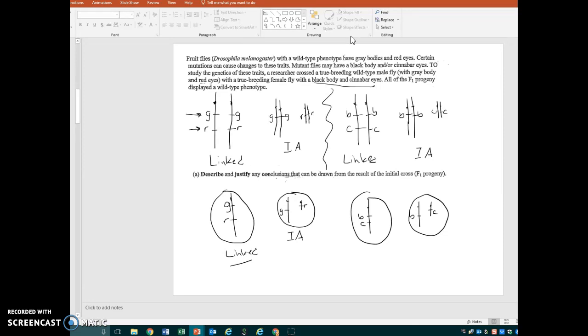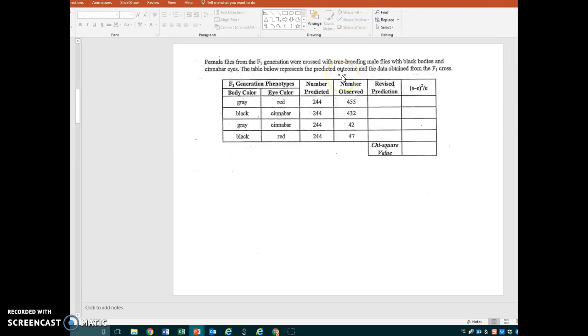Okay. And again, when it comes to this F1 cross here, these flies in the F1 generation cross with true breeding male flies, black bodies, right? So if you go back and look at the problem again, all of these F1 flies are going to be heterozygous at both loci, right? So they're going to be this, and then that gray is linked with the red, and then the black was linked with the cinnabar, right? So again, if these were independently assorting, this is what it would look like.